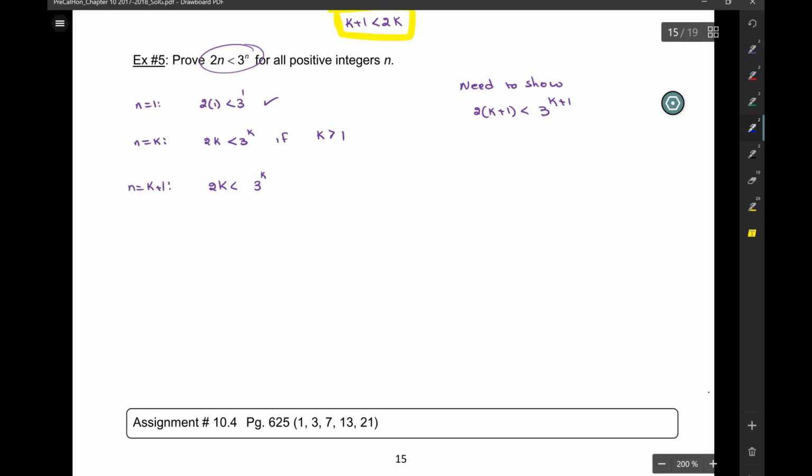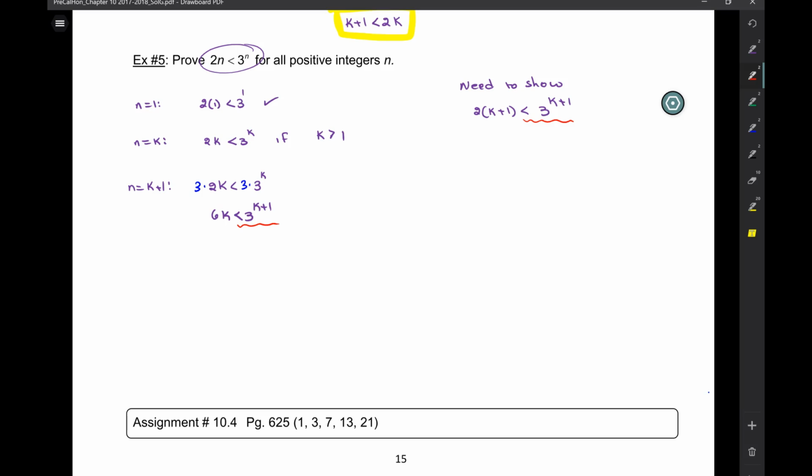So that means I need 3 to the k plus 1. Well, I have 3 to the k. Let's multiply by 3, and I'll get 3 to the k plus 1. Okay? So now I have 6k is less than 3 to the k plus 1. So look, I already have this part. Now I need 2k plus 1 to be less than something which is less than 3 to the k plus 1.